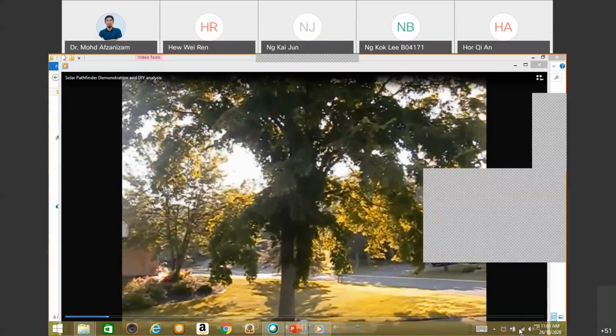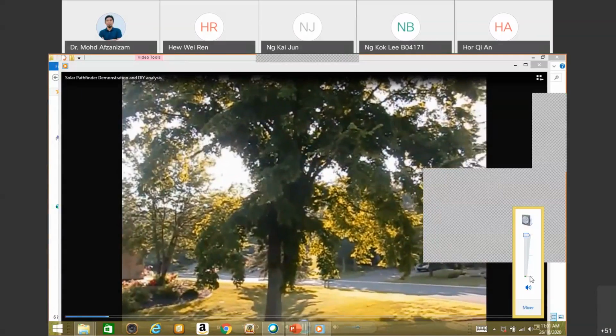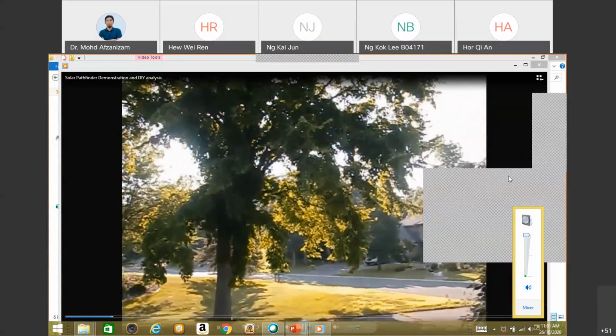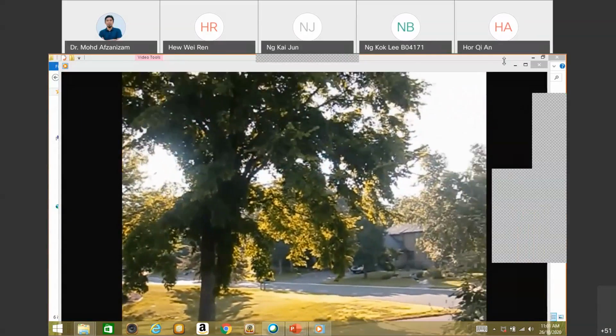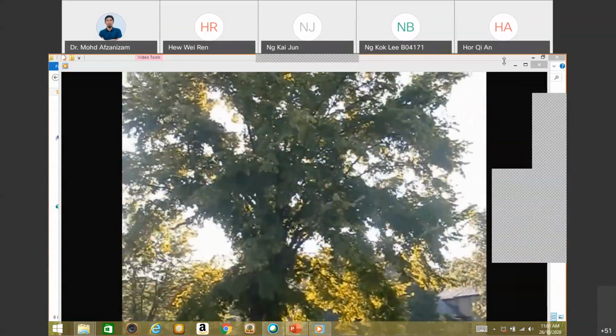I'm going to set up the solar pathfinder and show you what it shows. Clearly, I'm not getting any sun on the panel, but it's well in the sky in the summer.